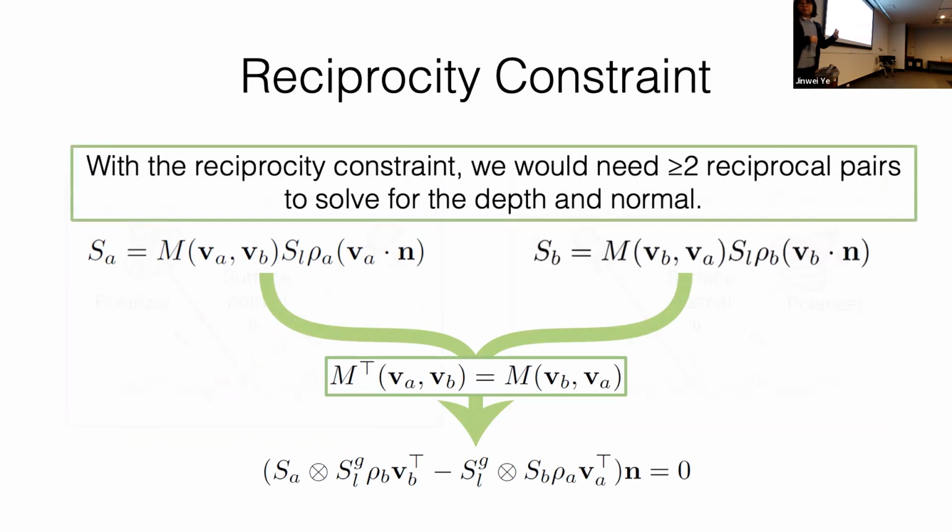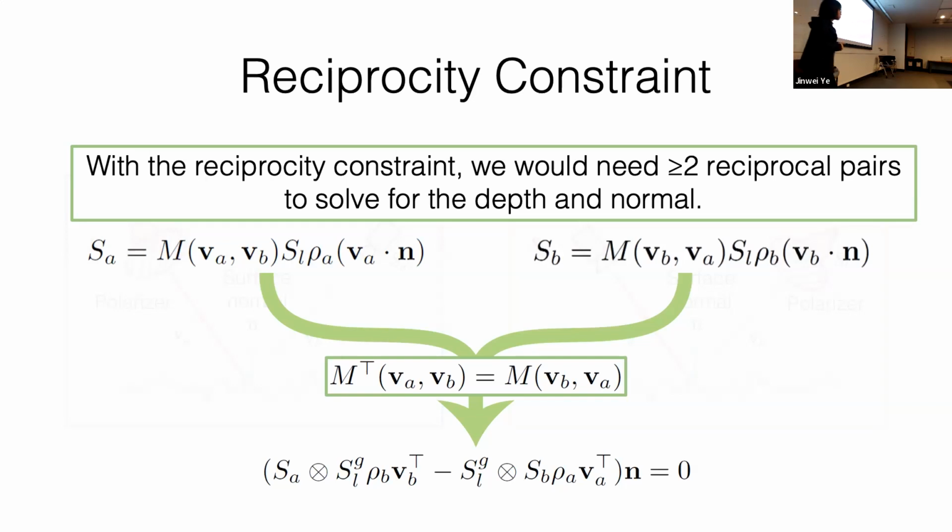With the reciprocity constraints of polarized light, we only need 2 reciprocal pairs to solve for the depth and normal, which reduces the number of requirements in the original version that only considers intensity. Why is that? Because by using polarization, we have higher dimensions. Instead of having a scalar number here, this S is a 4-dimensional Stokes vector. Well, actually 3, because in this work we don't consider circular polarization.